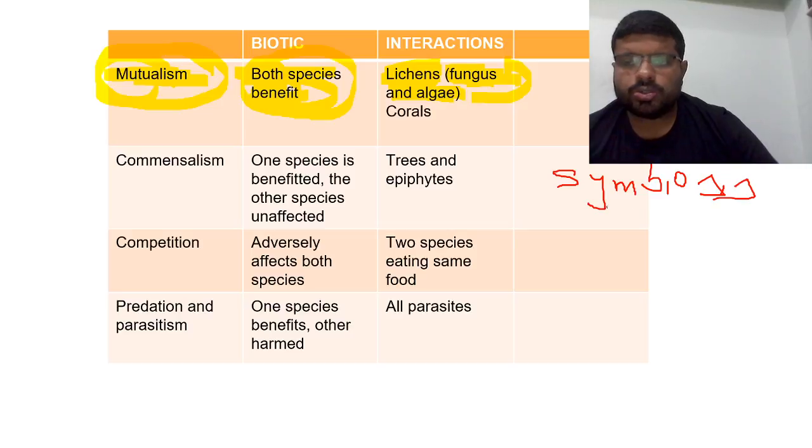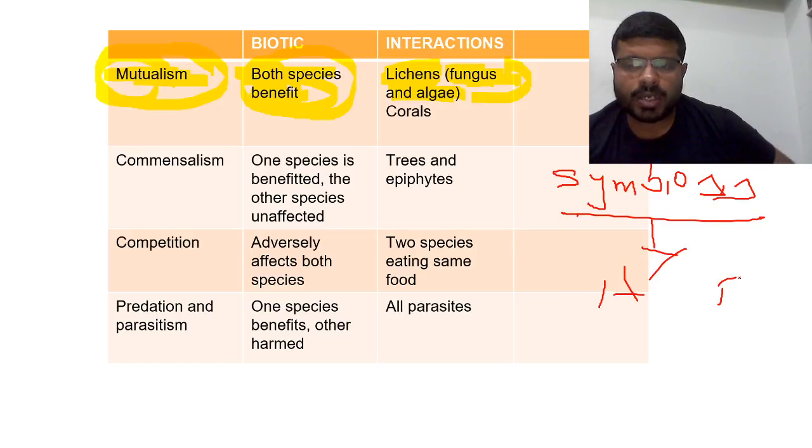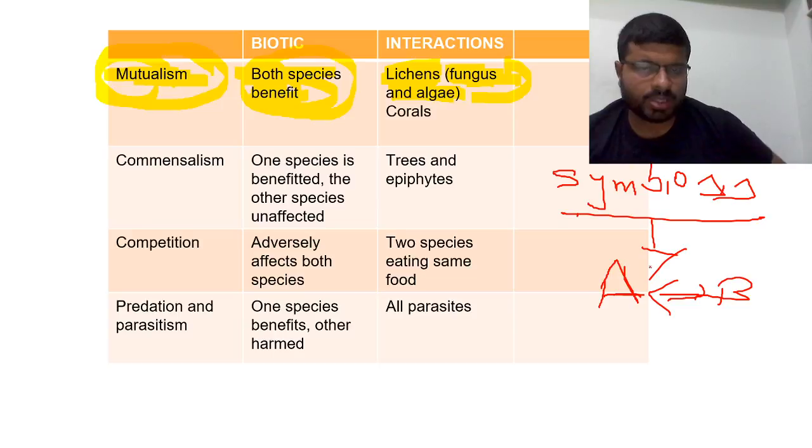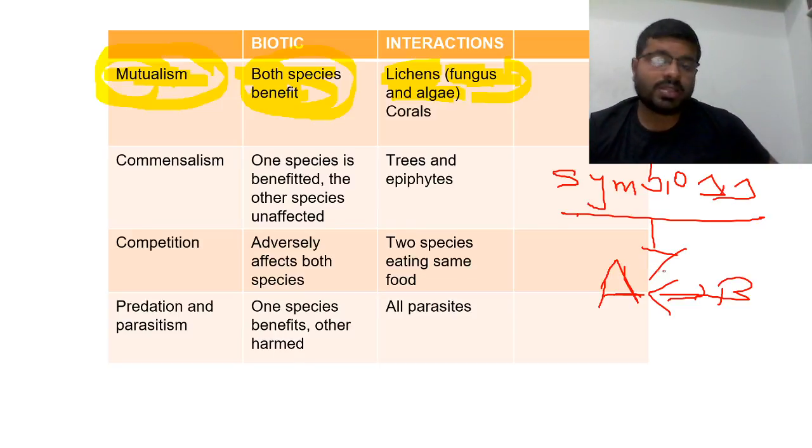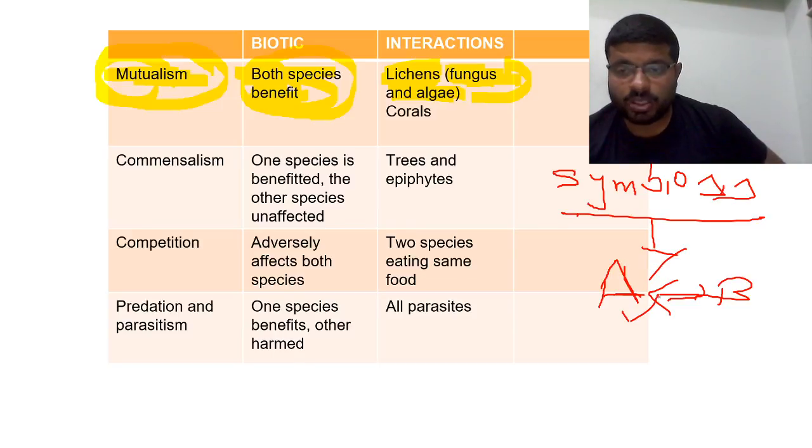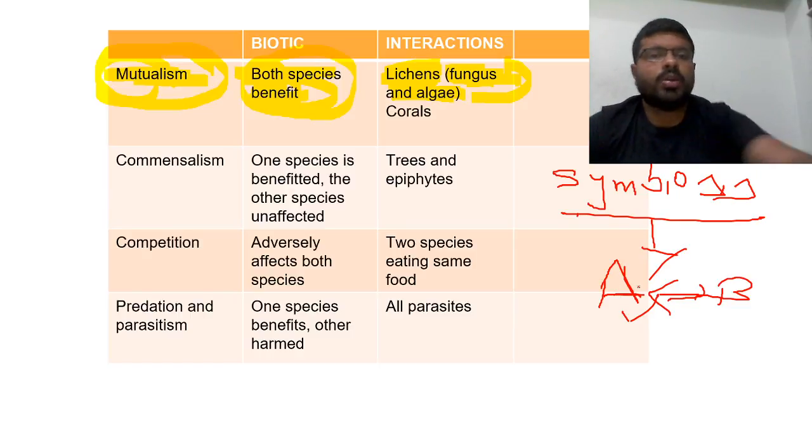Symbiosis. There is an interaction where both species A and B are having positive effects on each other. This is called symbiosis, where both species are mutually dependent on each other, or both are having positive effects. Biotic interactions: mutualism is a type of interaction.